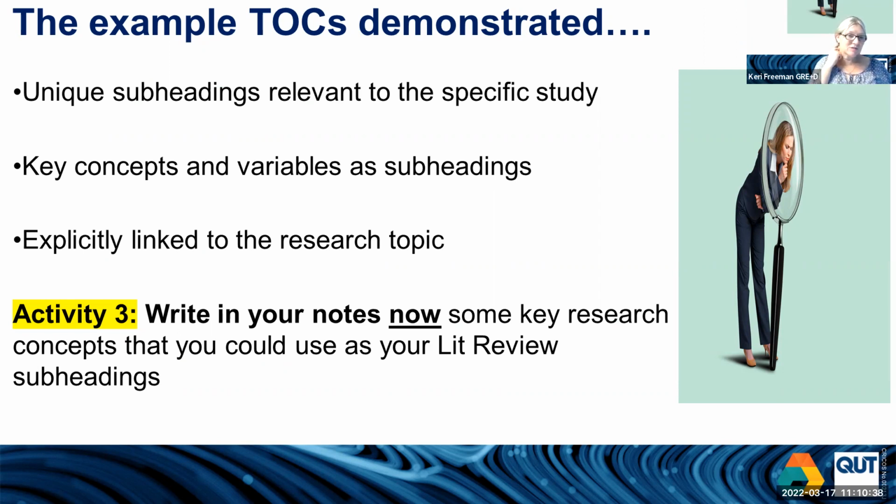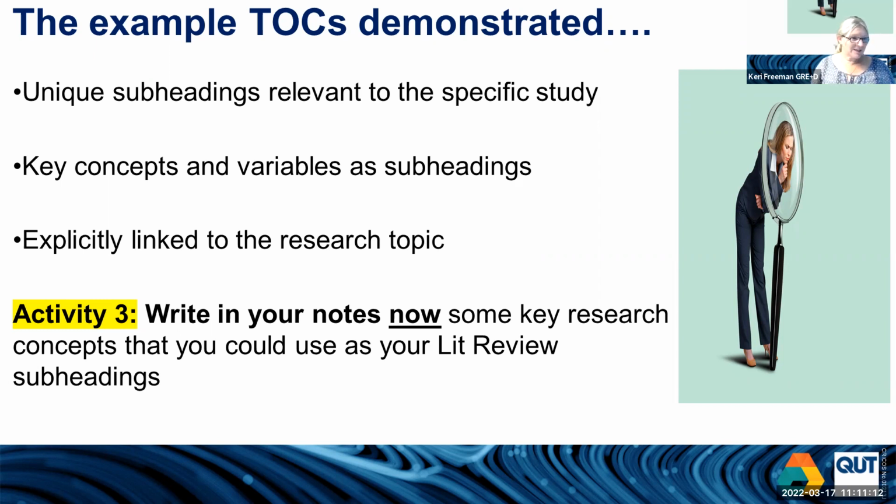So usually that's around those key concepts and variables and explicitly linked to the research topic. We just saw that. So for your notes now, just write some of those key research concepts that you think you would have to be defining and explaining in your lit review. So write a few draft subheadings in your notes right now based on what we just saw in those examples. Yeah, no two look the same exactly.